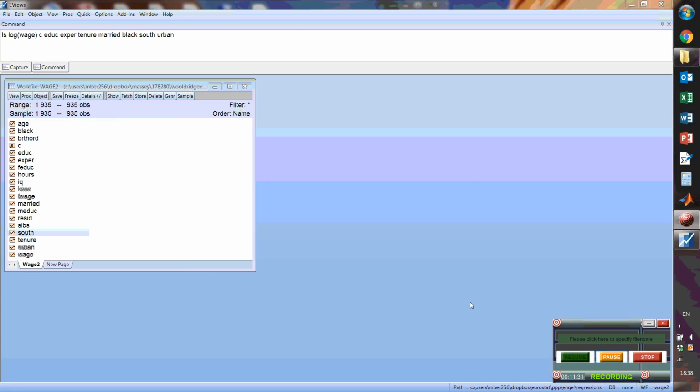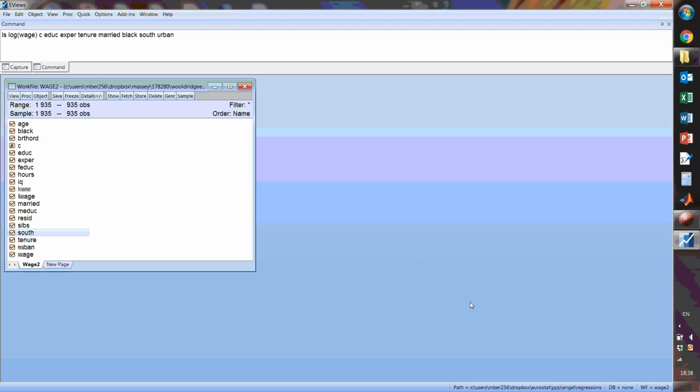Okay, so the second exercise that we are going to go through is the exercise on C7.2, which uses data on wages and characteristics of people who earn them. Specifically, it uses their gender, experience, education, hours they work, whether they're married or not, their race, how many siblings they have, whether they live in the south or the north of the US, how long they have been working at that job, and their age, to see what drives the wages.